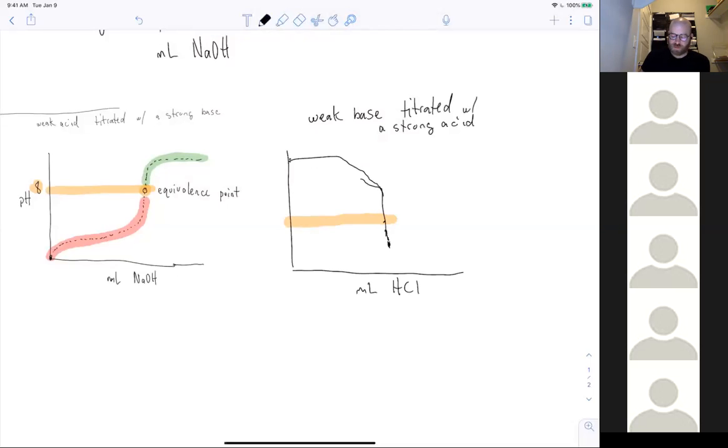It's like my art skills combined with trying to draw on the iPad just doesn't work out very well for me. There we go, close enough.